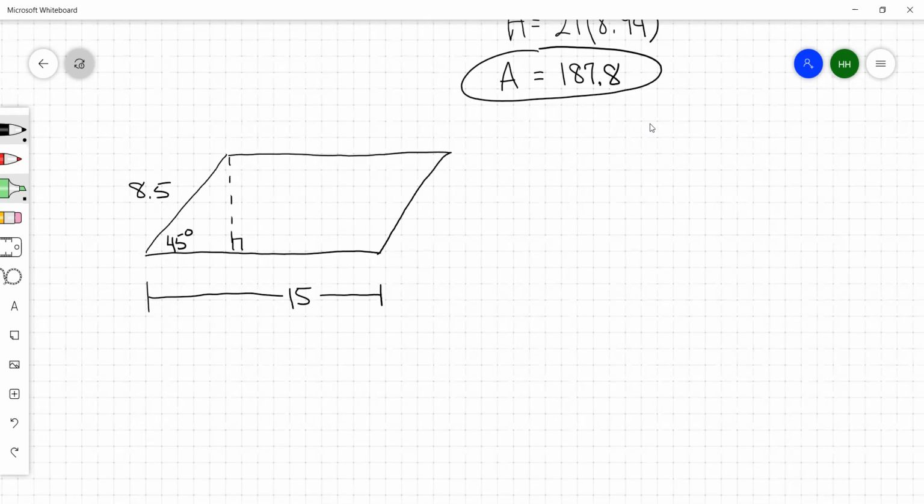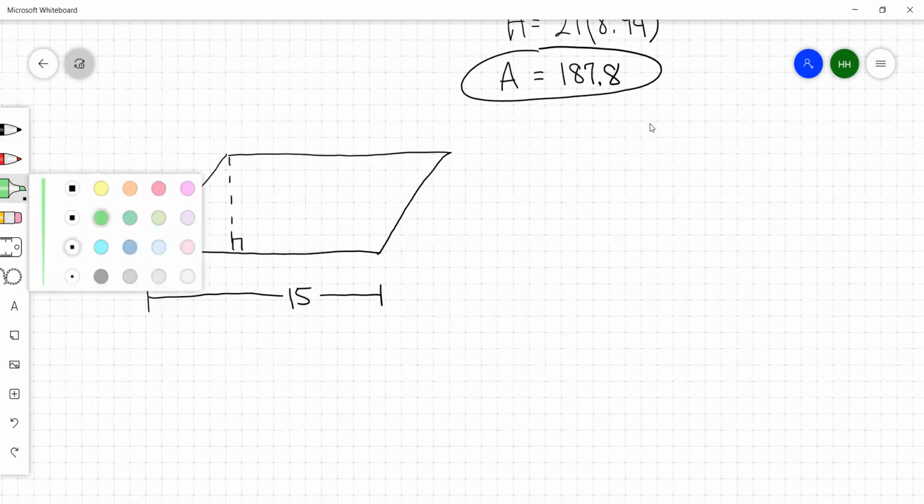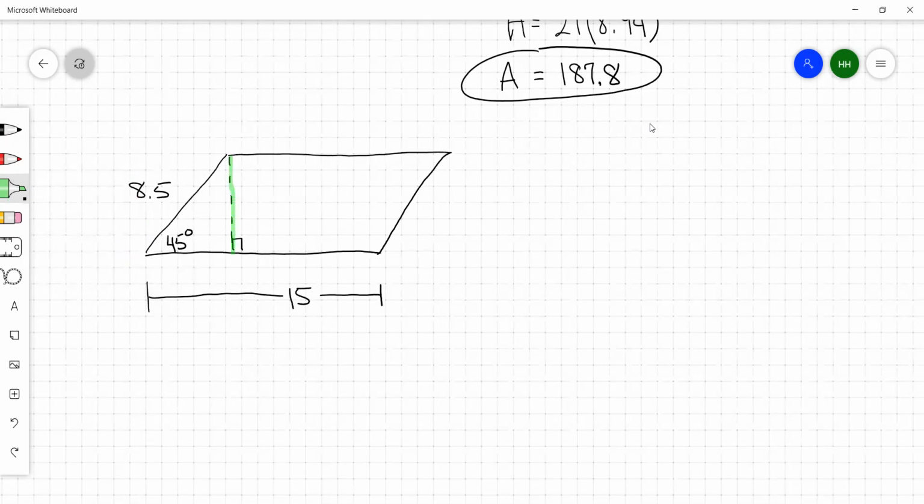Now, this is our height, right? Because it's perpendicular to the side that's 15. So here's our height. You see this 45-degree angle? What kind of triangle is this red triangle right here? Isn't it a 45, 45, 90 right triangle? Remember special right triangles? Isn't the height the leg of this 45, 45 special right triangle?